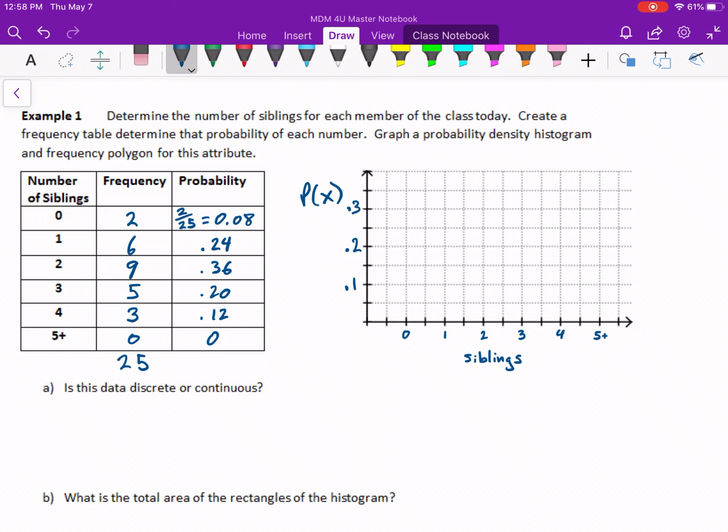So 8% would be a bar that, for 0 siblings, comes up to here.